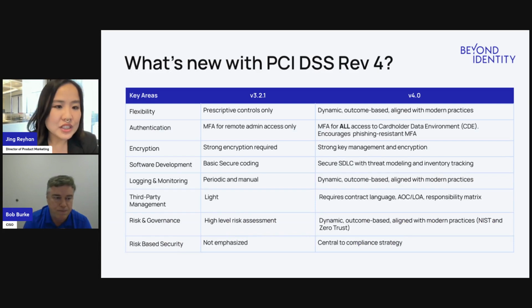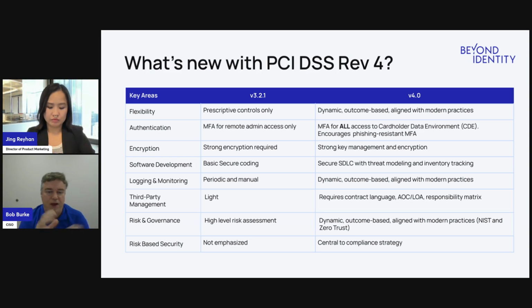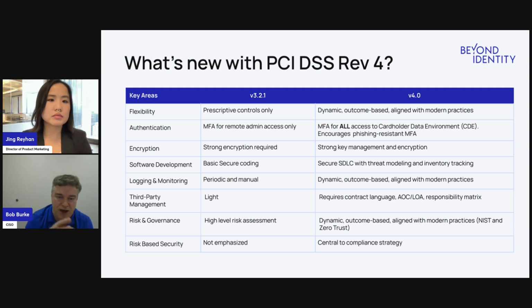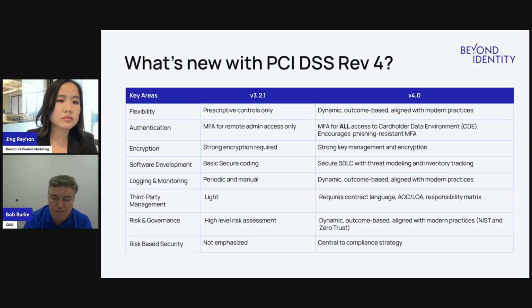All right, let's actually get into some of the specific controls that are new with PCI DSS Rev 4. Can you share a little bit about what's actually new here? Yeah, so there's a couple key areas. We have the new set of goals, which is pushing PCI to align around more dynamic controls and some NIST and ZTA, which we talked about. But then they break it down, and I haven't covered everything here, but these are the key areas.